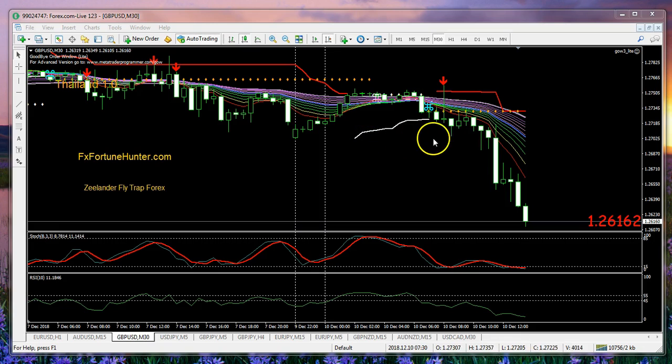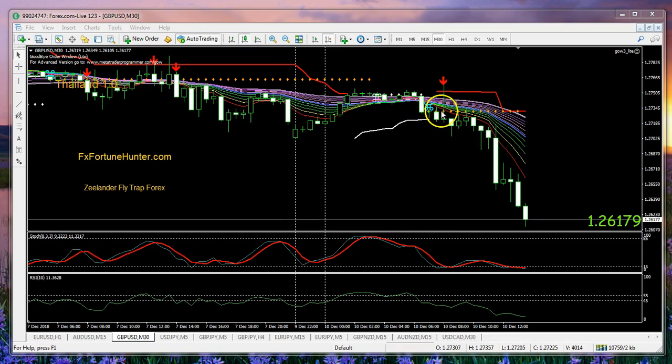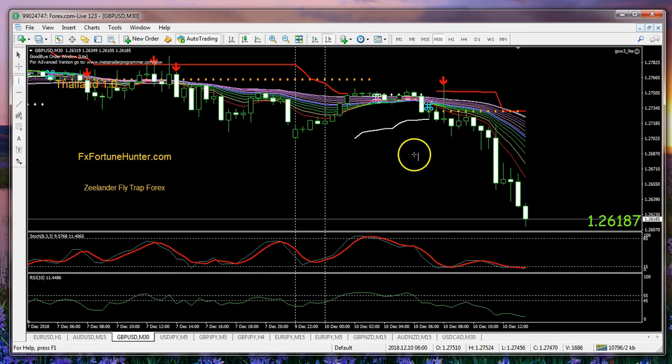So now when we look at it, we have our Flytrap and Zeelander trading area identified here. This is when the 12 EMA crosses the 24 EMA. We have a follow-up confirmation signal here with the red down arrow, and let's just take a look at where we put this. Take a look here. This is what happened, and this is a 30-minute chart.